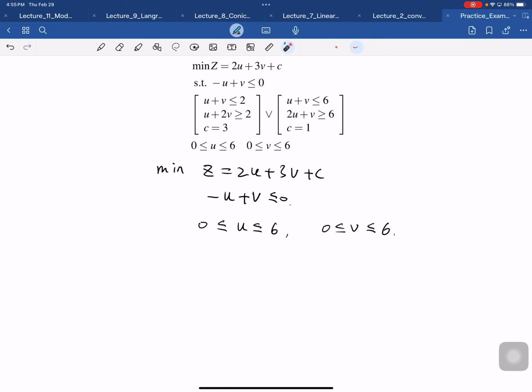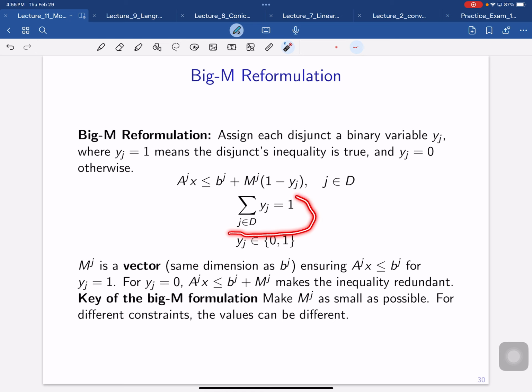So if you go back to this formulation here, we are introducing a binary variable for each disjunct, right? But if you only have two disjuncts, you only need one binary variable, because if you have y1 plus y2 equals 1, then you can just replace y2 with 1 minus y1. So you essentially only need one binary variable.